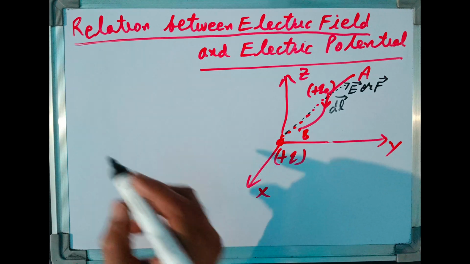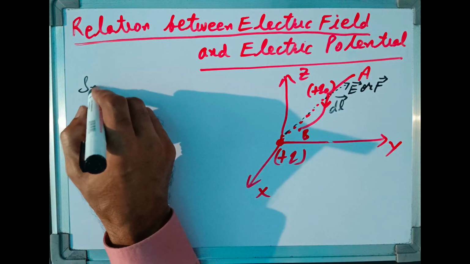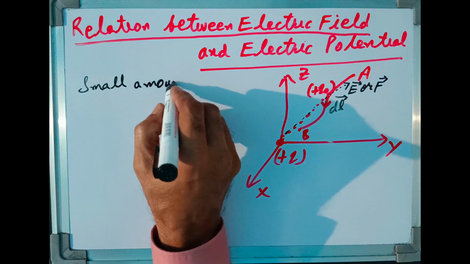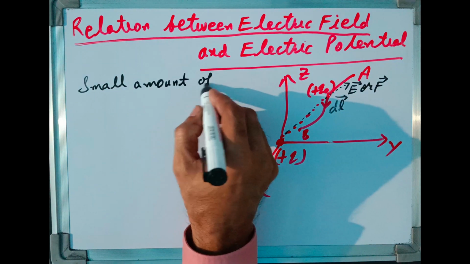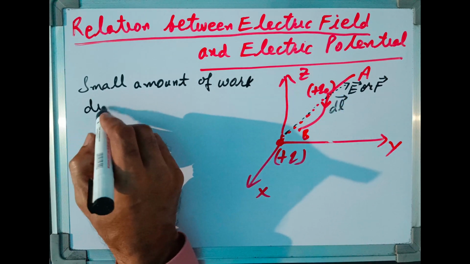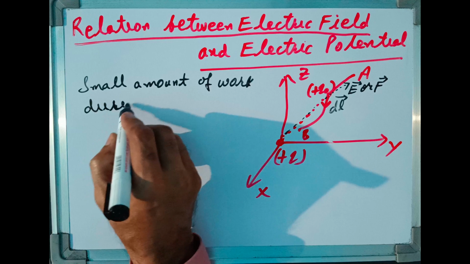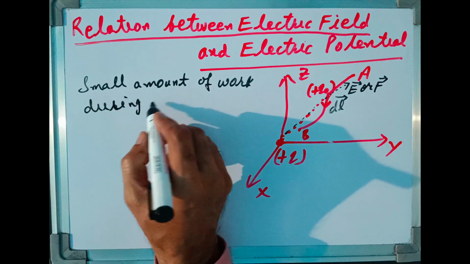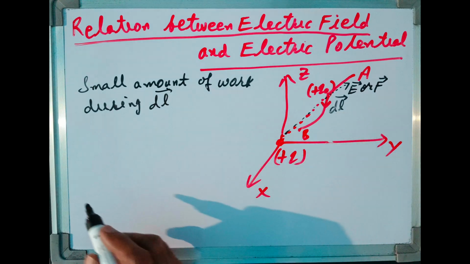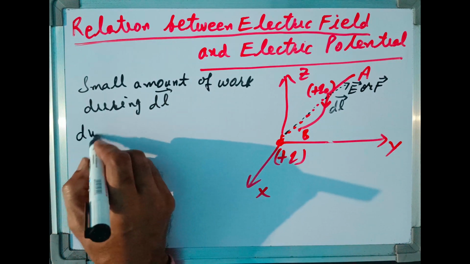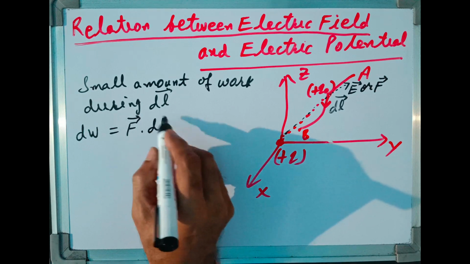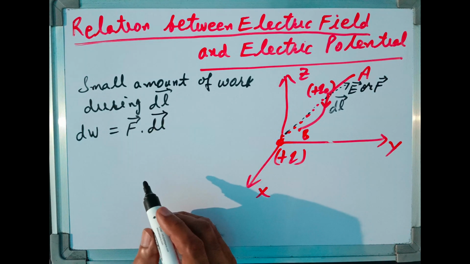Now what is the small amount of work done during the small displacement dl vector that I have assumed here? By definition of work, I can write dW equal to F vector dot dl vector.